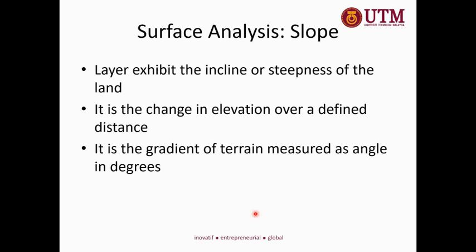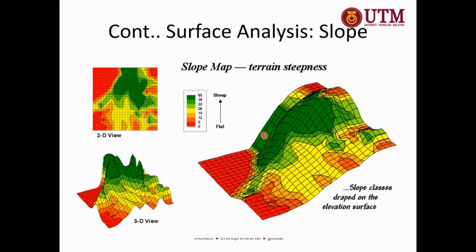Okay, it will give you the gradient of terrain measured as an angle in degrees. So that's the basic thing. In this example, in the top view we can only see like this. We know this area is high and this one is the lower area. In 3D view we will see like this, but we don't know how steep this area is. So this slope map will give us the terrain steepness. How steep is this area?